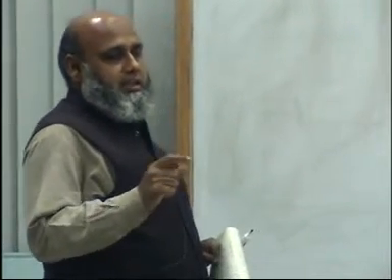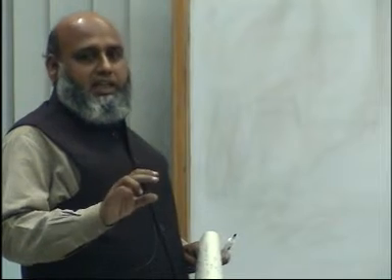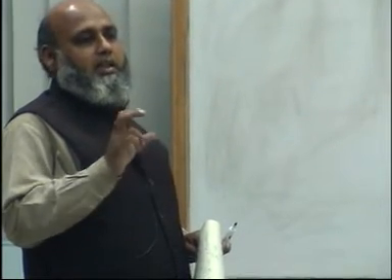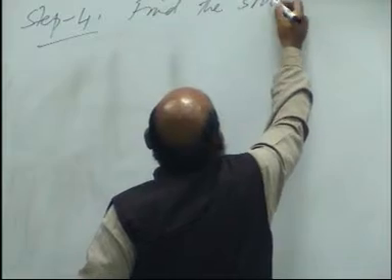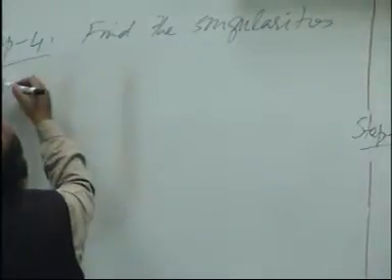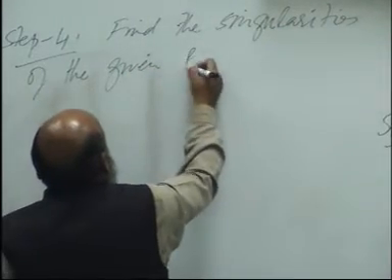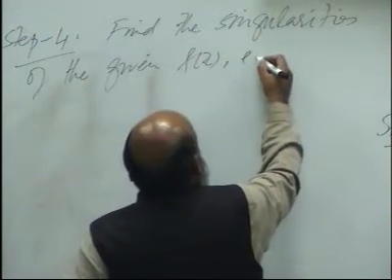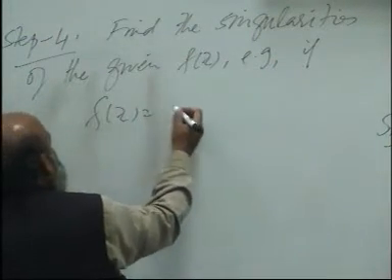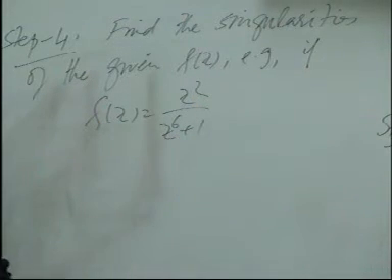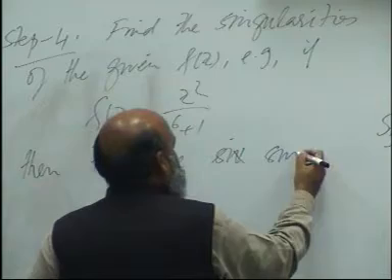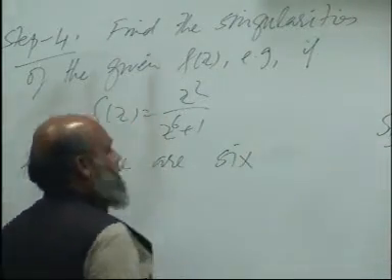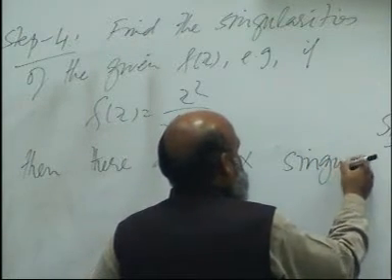Then after that we will see how many singularities of the given function lie inside the contour and how many lie outside the contour. This is step 4. Step 4 is to find the singularities of the given function f of z. For example, if f of z is equal to z square over z to the power 6 plus 1, then there are 6 singularities. Singularities are singular points.